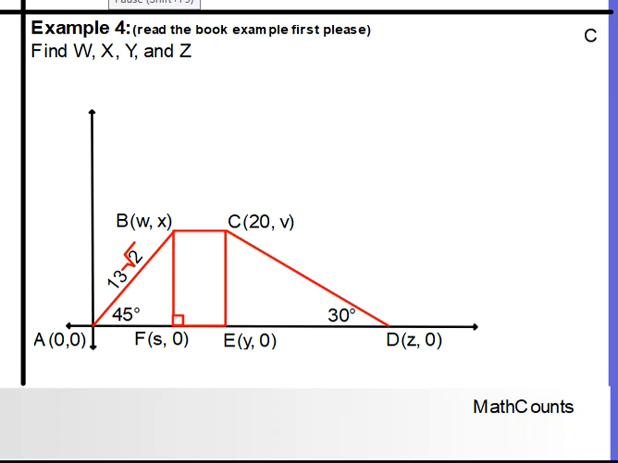All right, so we're going to use what we know about 45 right triangles and 30, 60 right triangles to figure out the values of y, x, w, x, y, and z. So we have our w, our x, our v. Oh, but we don't have to find v. Z and y and s. Okay. So here we go.